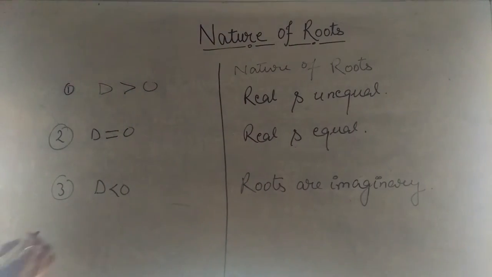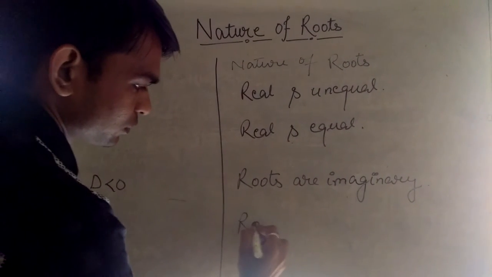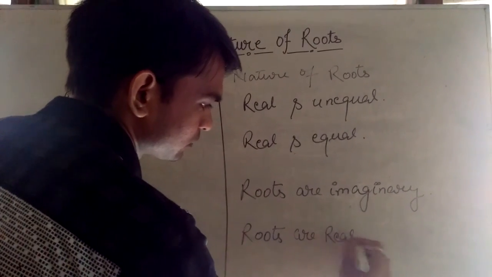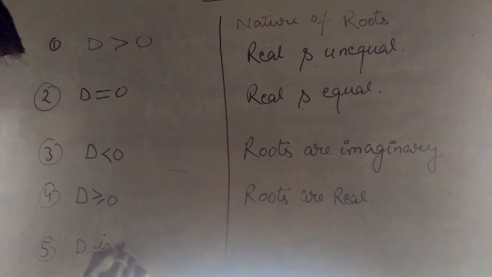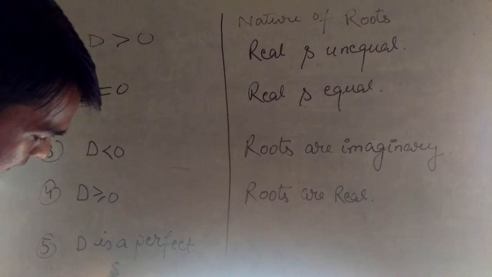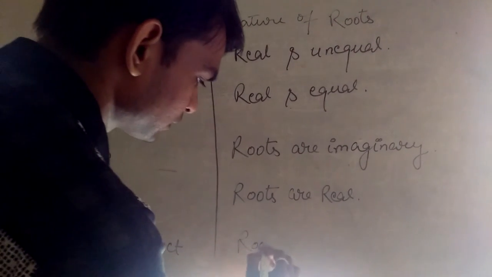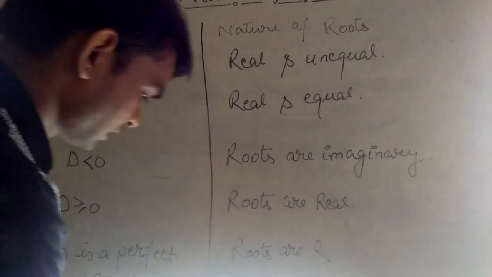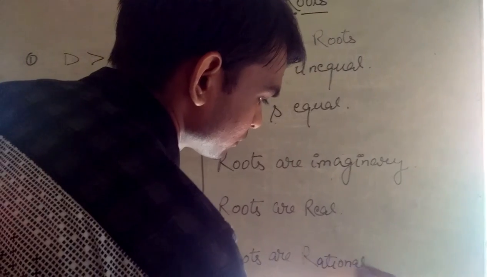Okay, fine. Fourth condition, if D is greater than or equal to 0, then roots are real. Fine. Fifth condition, if D is a perfect square, then roots are rational numbers. Fine.